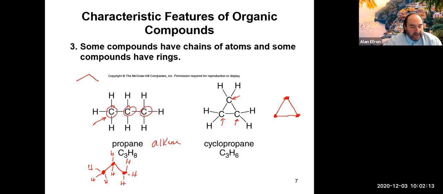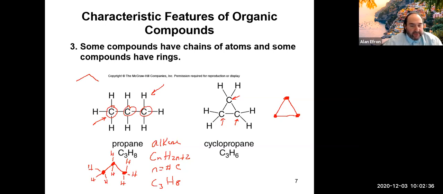And alkanes have a general formula of CnH2n+2. The n is the number of carbons. So in this case, for propane, we have three carbons. 3 times 2 is 6, plus 2 is 8 hydrogens we would have, which is what we see here.